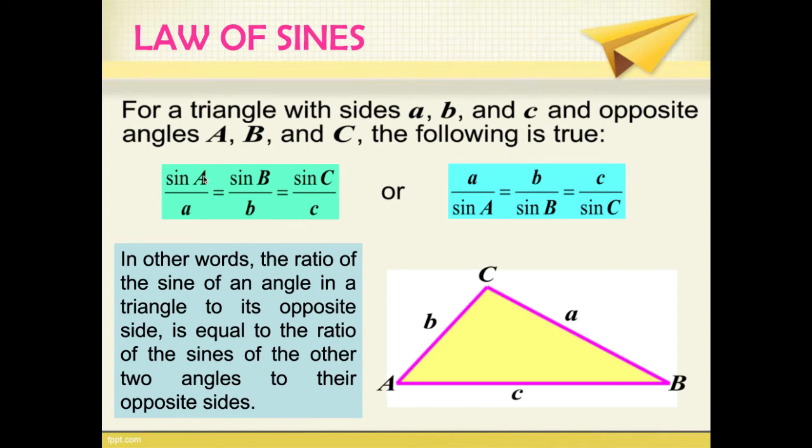Okay, so just take note of this formula. Sine A over its opposite side a will be equal to sine B over side b, and also equal to sine C over side c.